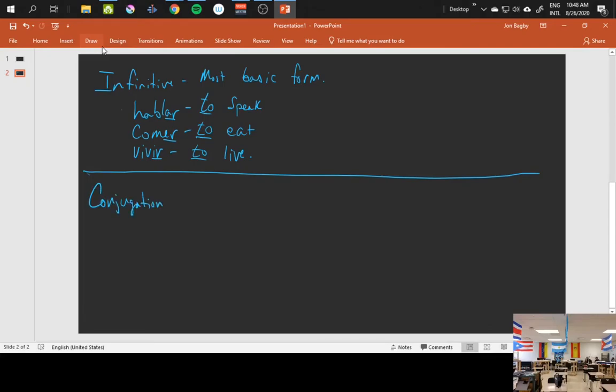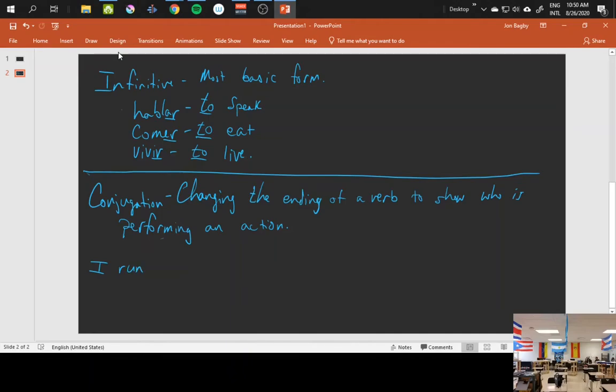conjugation means changing the ending of a verb to show who's doing the action. We do conjugate in the English language, but when you get into Spanish and you notice all the many different conjugations that they use, you realize that in English we don't do it as often. And so the ending of the verbs that we would see in English, like if I were the one doing the action, we would say I run. Alright, and if we're talking about him or her, so he runs.